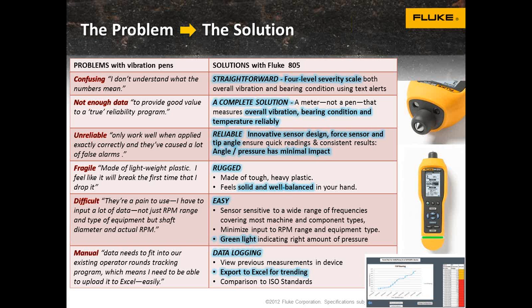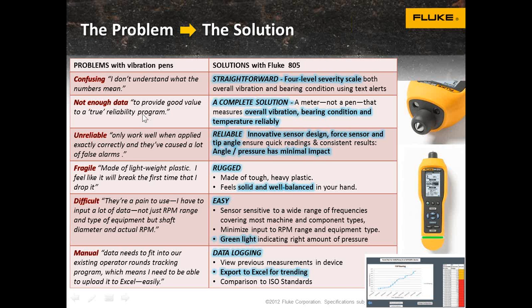Talking to our customers before we developed the 805, we said, what kind of things do you like and dislike with the vibration pens in the market? So some of the things that we heard were, the number one was the numbers didn't mean a lot of things. So they see this number of 0.06, and then it goes to 0.07, and then 0.08. They don't know what's good or what's bad. So we're going to show you how in the 805 we have a straightforward 4-level severity scale that tells you whether that number is bad and what to do about it.